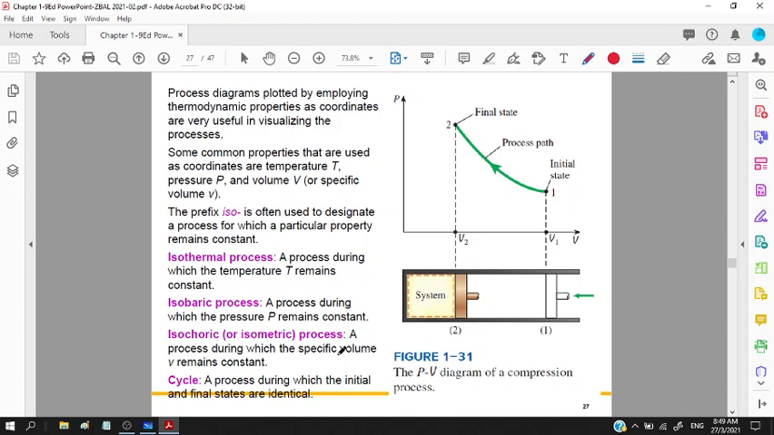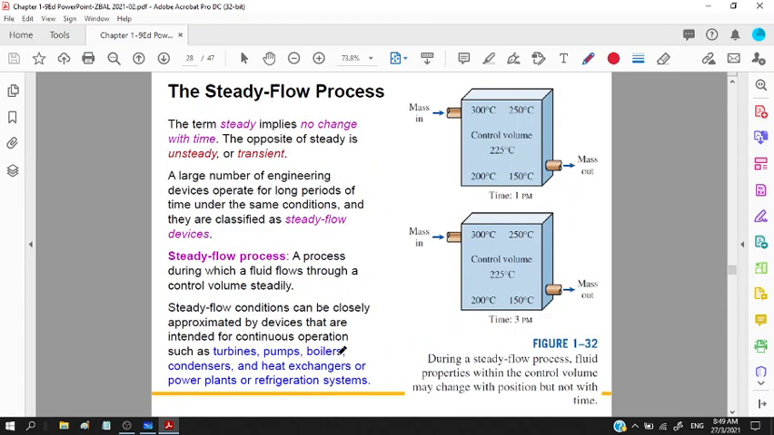Another terminology that we have is what we call a cycle. A cycle consists of several processes whereby the final state is brought back to the initial state. So that is called a cycle.